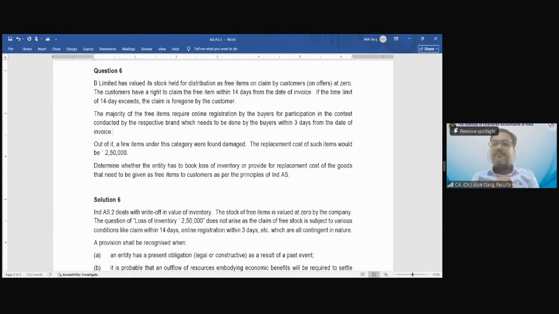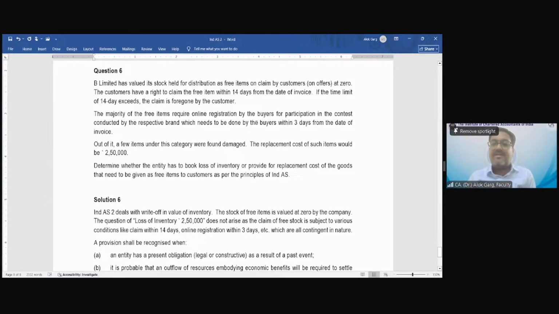For example, let's say Ravi went to Louis Philippe to purchase a shirt. And Louis Philippe is also keeping hanky, rumal, as their product, as an inventory. So whenever a customer buys a product from Louis Philippe, he has a right to get the hanky free of cost. But before that, he has to do a registration on the app. He has to open an application, he has to do the registration, and that registration has to be done within 3 days from the date of invoice.